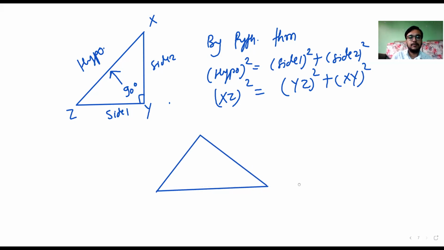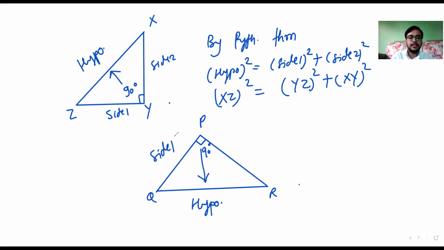Consider this triangle PQR, and here angle P is 90 degrees. Now tell me which side is the hypotenuse in triangle PQR. Right, the side opposite to 90 degrees. Here the angle P is 90 degrees, and the side opposite to it, this side QR, is called the hypotenuse.